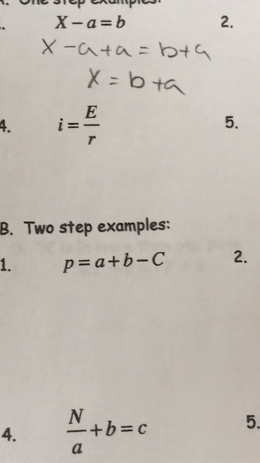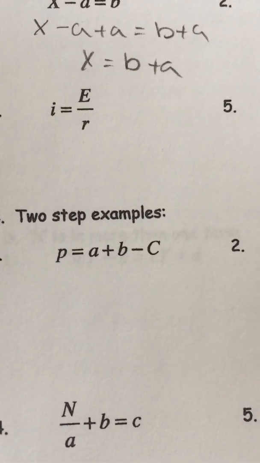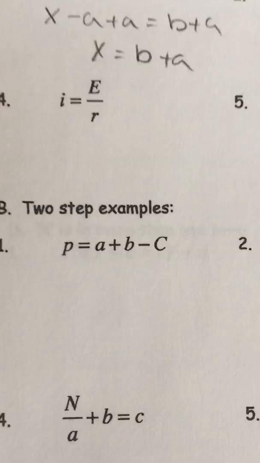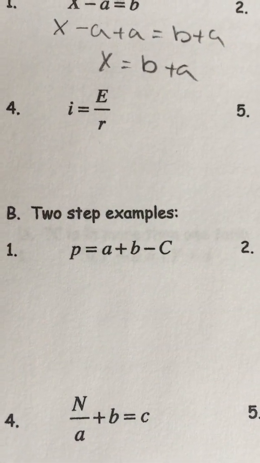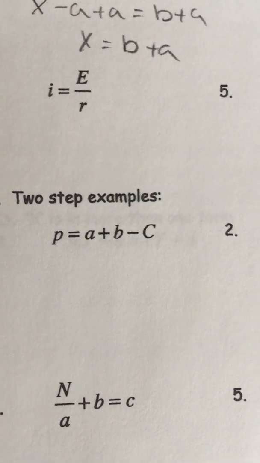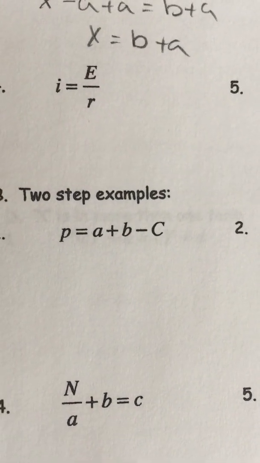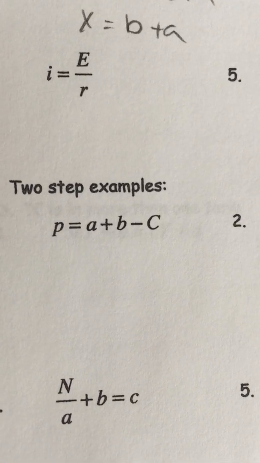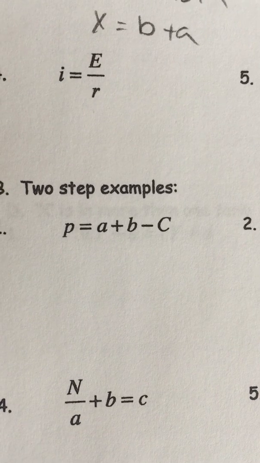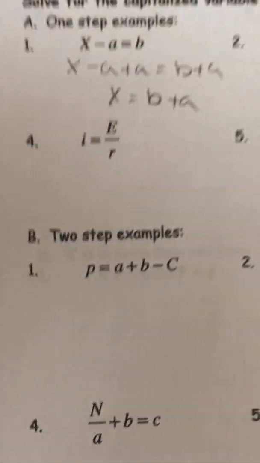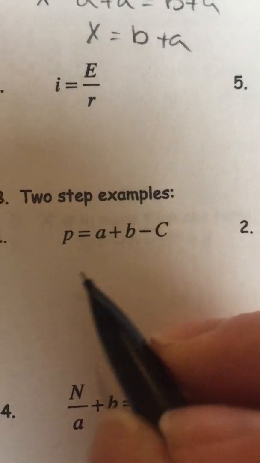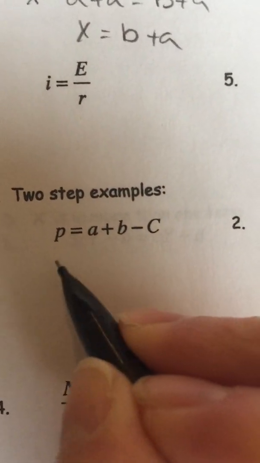Two-step examples. Here, there could be more than one thing attached to your variable, and they could be attached in different ways. One could be attached by addition or subtraction, and the other by multiplying or dividing. So you normally have to isolate the term with your unknown in it first before you isolate your unknown. Okay, so here's, again, you can turn it off and figure it out yourself and then check, or follow along.